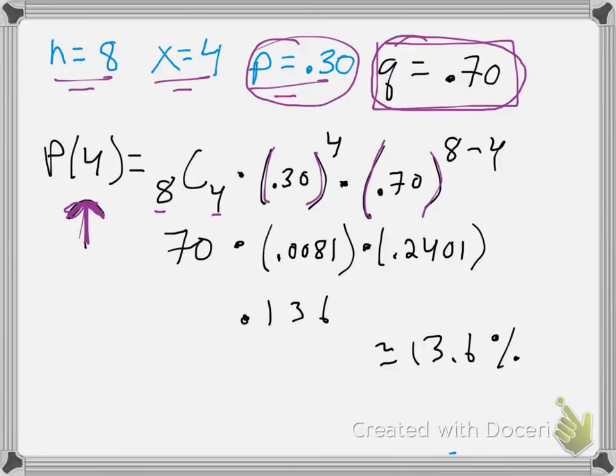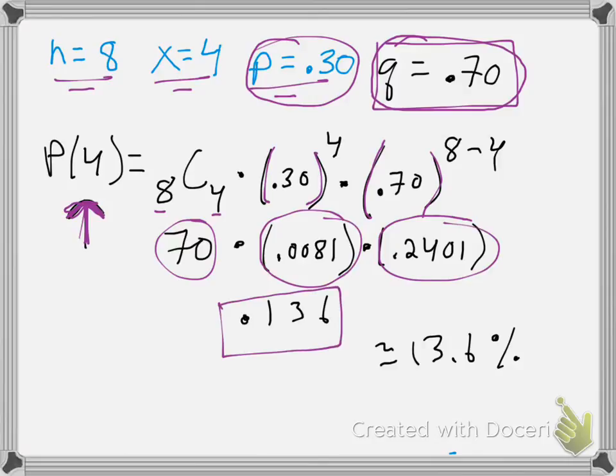So 8C4 is 70, and 0.3 to the 4th power is 0.0081, and 0.7 to the 4th power is 0.2401. When I multiply those all together, I get 0.136, which is approximately 13.6%. So what that is saying is, through 8 trials, the probability of outcome P happening 4 times is 13.6%. So that's one type of problem you may have.